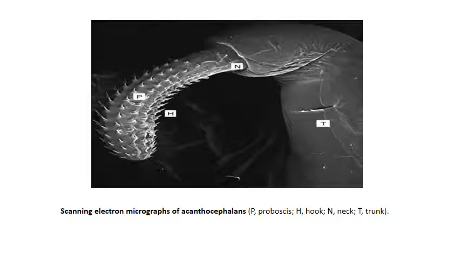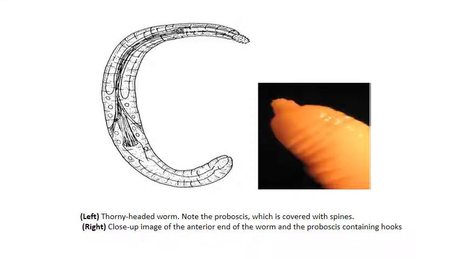In this picture, you can see the morphology of Acanthocephala. This is the proboscis with hooks, and this is the neck and the trunk. Also, this picture shows on the left side the thorny-headed worm, and on the right side a close-up image of the anterior end of the worm and the proboscis containing hooks.